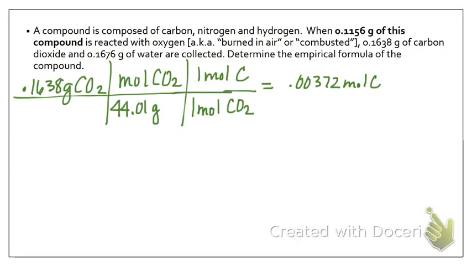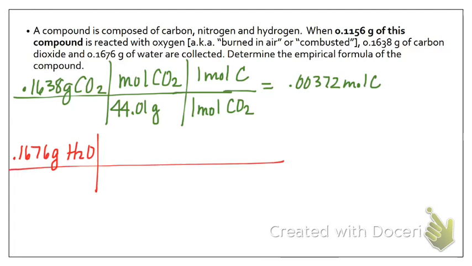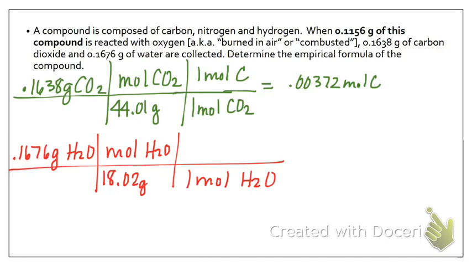I'm going to do the same thing for water now. Let's do water in red. 0.1676 grams of water. Does anybody remember the molar mass of water? 18.02. Yeah, that's ingrained into your head. And I never even made you memorize it. For every 1 mole of water, how many moles of hydrogen are there? 2. Okay, and then that's going to be 0.0186 moles of hydrogen.